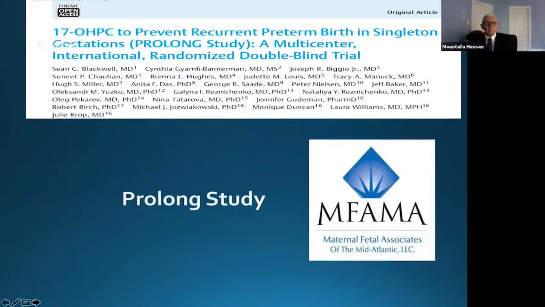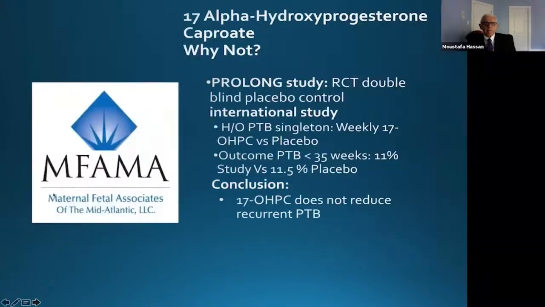Now, the PROLONG study, which is a more recent study, I believe this was published in 2019 or 2020. It was an RCT, double-blinded, placebo-controlled, the same as the original study by Paul Meis. History of preterm births, singleton, they either received weekly 17-hydroxyprogesterone caproate or placebo. Outcome, preterm birth less than 35 weeks. So it was essentially a mirror image of the Meis study.